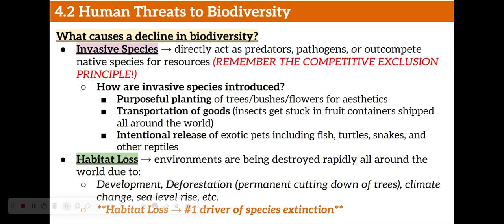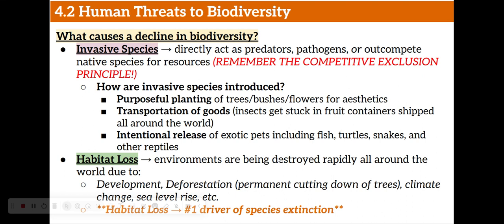There's also intentional release of exotic pets, including fish, turtles, snakes, and other reptiles. This is more of an issue in the South, where it's still illegal to have some kind of exotic pets, but there's less regulation and a higher chance of being able to purchase exotic pets in the Florida coast.